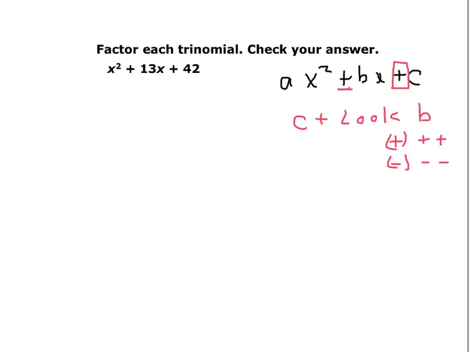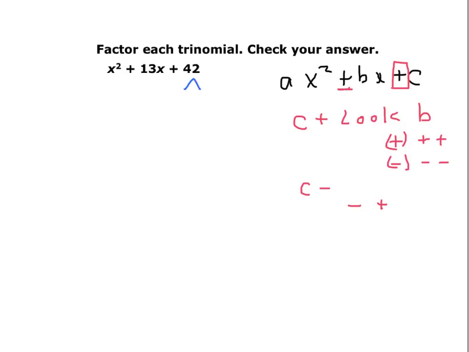All right, now, what happens if my c value is negative? If my c value is negative, then that means my signs for my factors will always be minus, plus, and we're going to put the minus first. Okay, so now that we have the general rules down of what we're going to do, let's find the factors of 42.